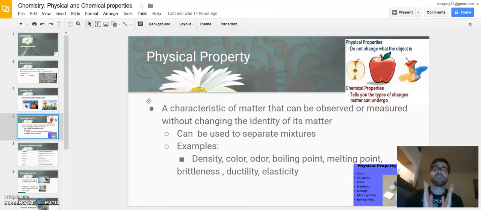Then finally, our third item that will be asked about on the quiz are physical and chemical properties. Now, physical properties do not change what the object is. Chemical properties tell you the types of changes these things or these matters can undergo. So a physical property, or measuring or observing a physical property, will not change the identity of what we're measuring. We can use this to separate mixtures. And we have a lot of different examples when it comes to physical properties. Here are the important examples to remember.